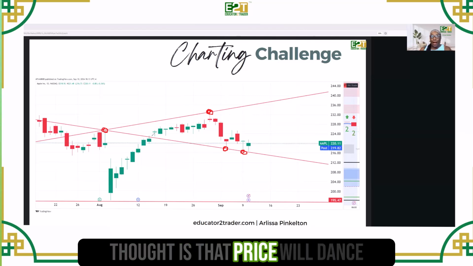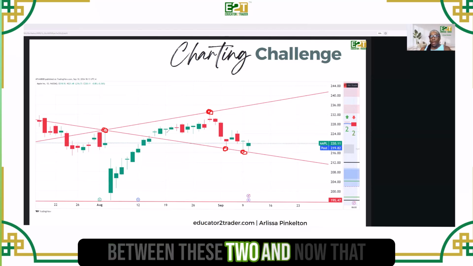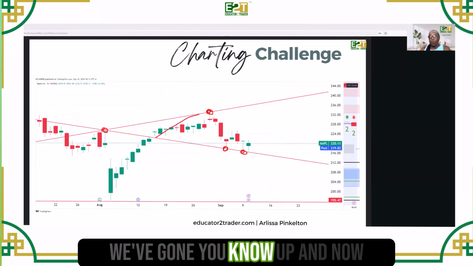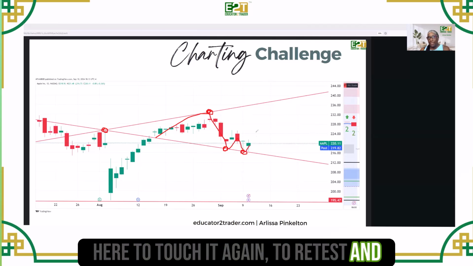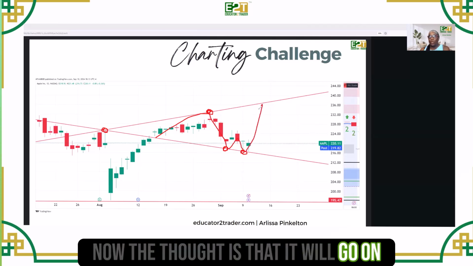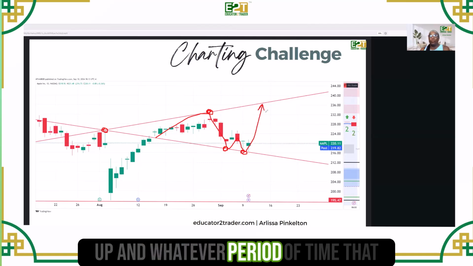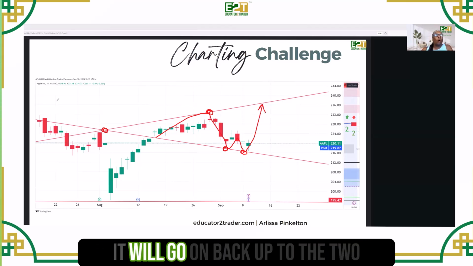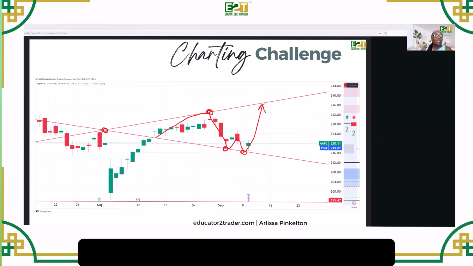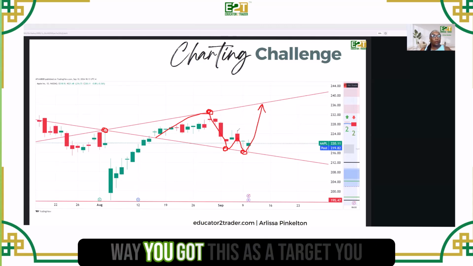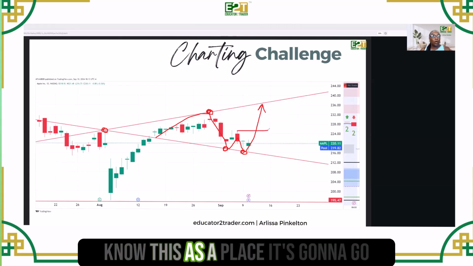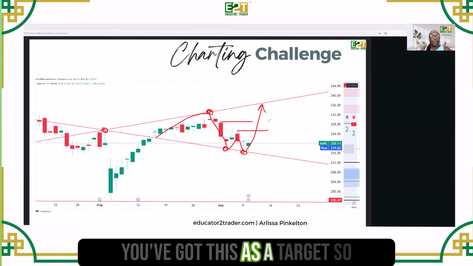The thought is that price will dance between these two. And now that we've gone up and now we're down, we kind of came back, touched it again, retest. And now the thought is that it will go on up, in whatever period of time, back up to the 236 area, with a few targets on the way. You got this as a target, this as a place it's going to go.